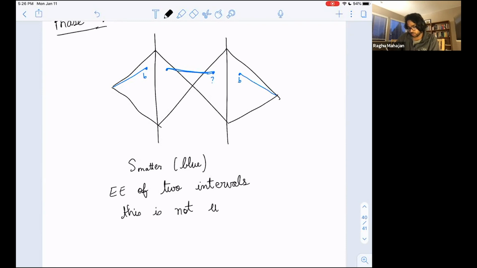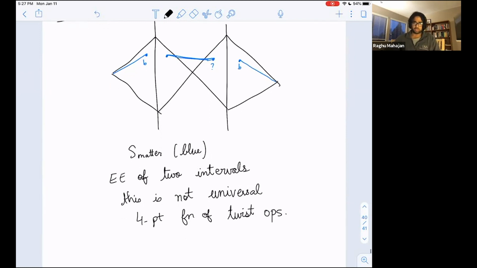And we can see why it's not universal again by this twist operator argument. This would be a 4-point function of twist operators, and a 4-point function of twist operators depends on the full spectrum of the CFT2 that you have and the OPE coefficients and so on. So unless I tell you more details about what the matter CFT2 is, you cannot calculate this quantity. But we can use some simplification.